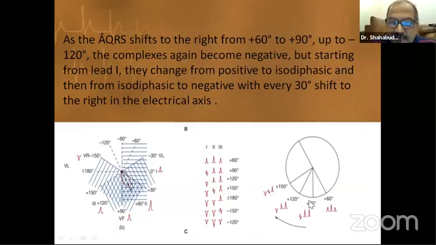So there is a 60 degree axis where leads 1 to 3 are all positive. If it is plus 60 degree, there is a diphasic Q wave, and if it is minus 120 degree, it is negative. It is also negative in lead 2 if it crosses the 120 degree, because lead 2 becomes its negative hemidiaphragm.